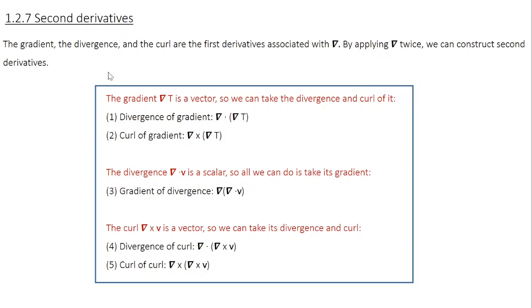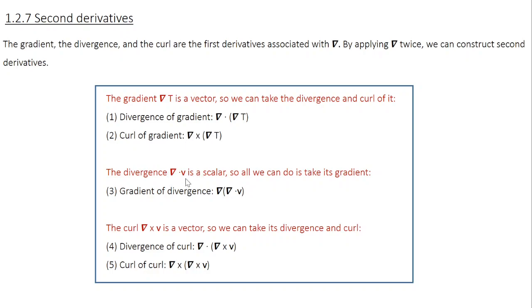So let's first take second derivative of gradient. Now, gradient is associated with a scalar function and the output is a vector. So we can take a divergence and curl of this vector. So there are two second derivatives, divergence of gradient, del dot grad T, and curl of gradient, del cross grad T.